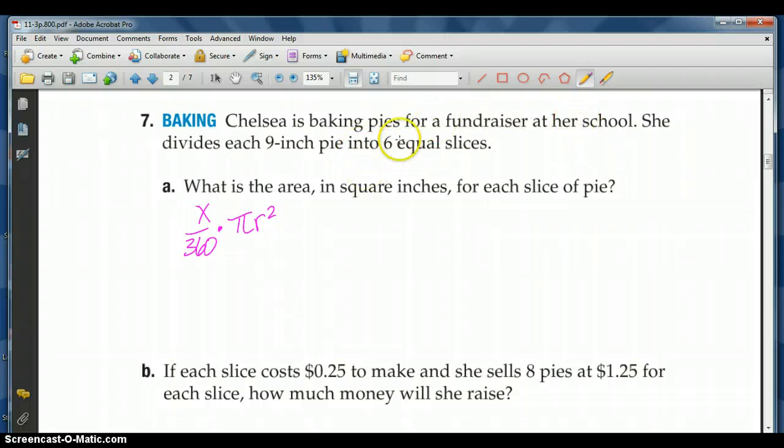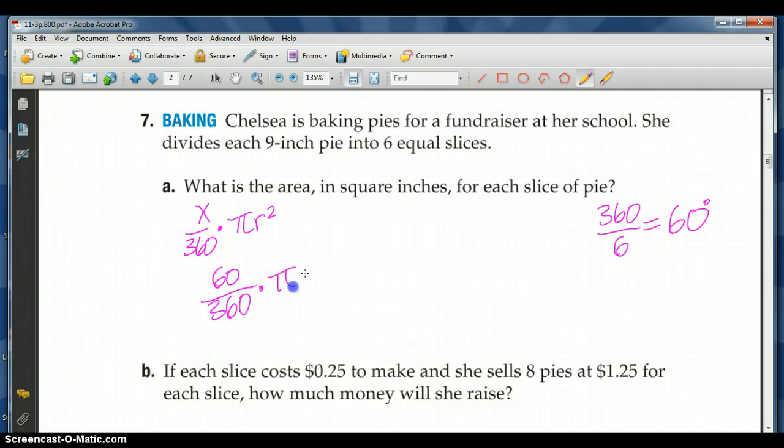If she's dividing the pie into 6 equal slices, then I want 360 divided by 6. So my central angle that I'm working with here is 60 degrees. So I'd have 60 over 360 times the entire area. So pi, radius. It's a 9-inch pie, so that's all the way across, but we just want the radius, so we want half of 9, or 4.5.